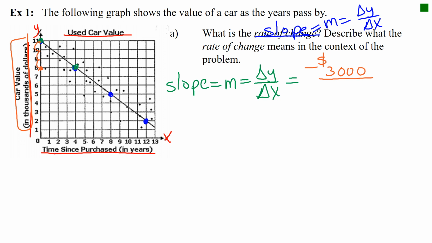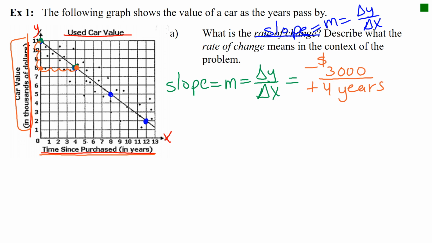And I need to travel to the right for the change in x. 1, 2, 3, 4. Keep in mind again, that's time since purchase in years, and because we went to the right, it's going to be positive 4 years. Okay. Now, the first part of this question was what is the rate? What is the slope? So we basically calculated here. However, we still need to simplify that fraction.